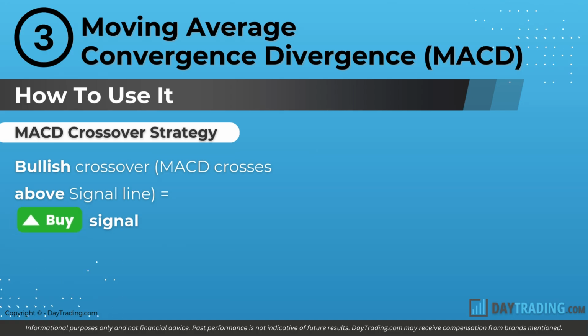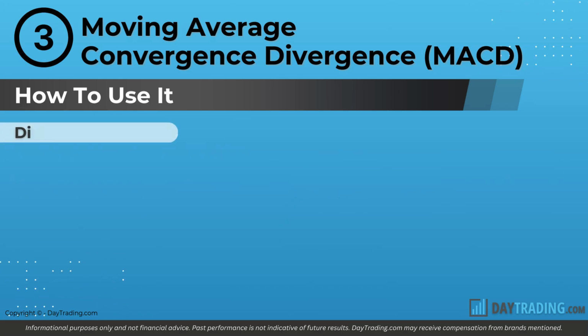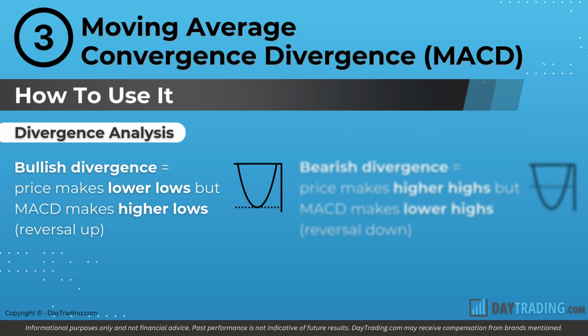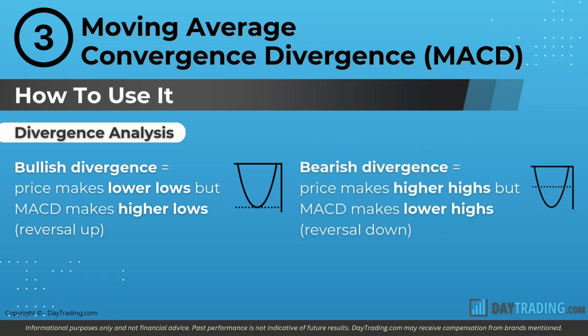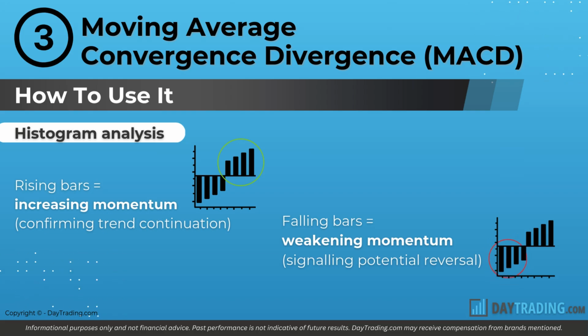A bullish crossover happens when the MACD crosses above the signal line, representing a buy signal. A bearish crossover happens when the MACD crosses below the signal line, suggesting a sell signal. You can also use it for divergence analysis. Bullish divergence is when the price makes lower lows, but the MACD makes higher lows, signaling a possible trend reversal up. Bearish divergence happens when the price makes higher highs, but the MACD makes lower highs, suggesting a possible trend reversal down. Finally, you could use histogram analysis, where rising bars show increasing momentum, while falling bars suggest weakening momentum.